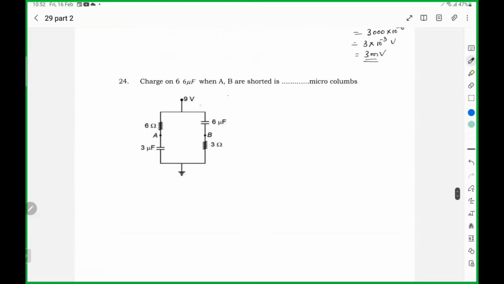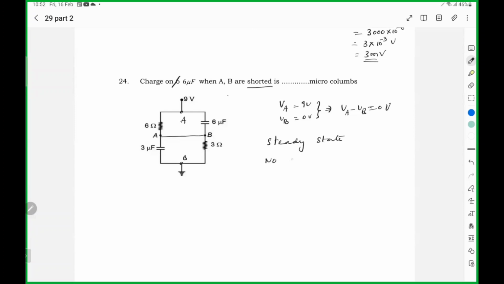So potential at this point A is 9 volts. Potential, it is connected to the earth. Potential difference 0 volts. So shorted means when they are connected. So this problem, every time he is giving, and we have to solve the problem with respect to steady state.